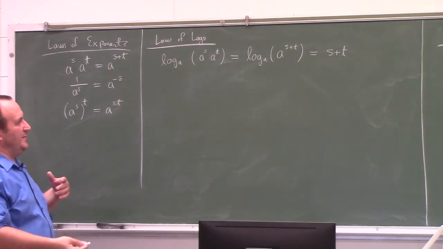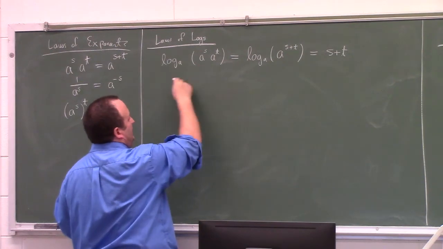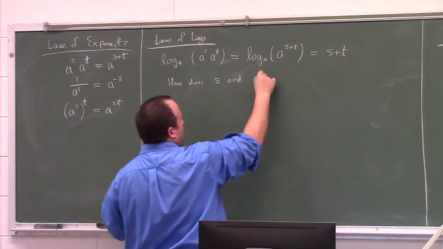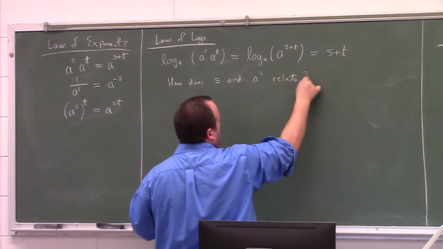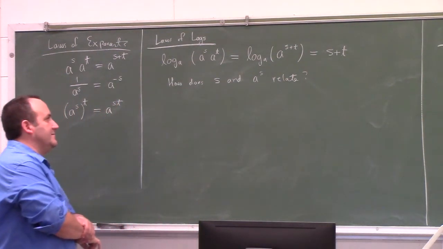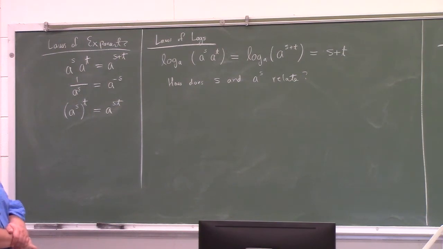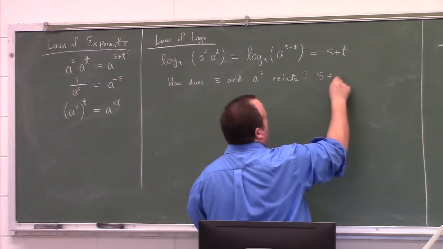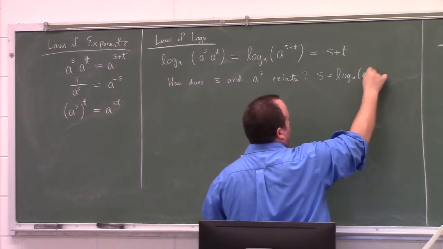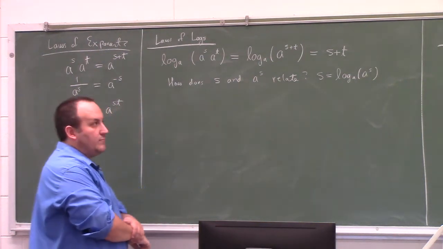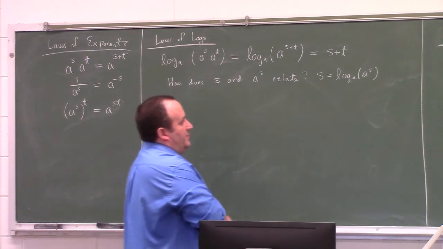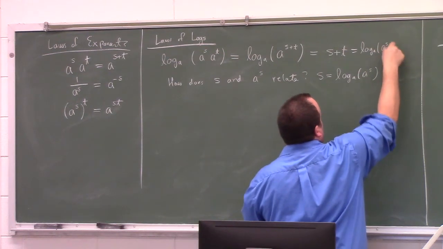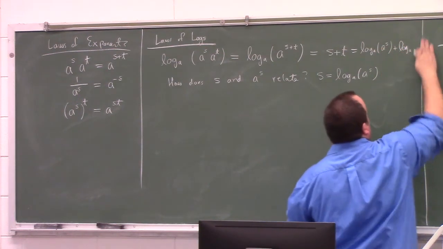How does s and a to the s relate? How can I rewrite it? I mean, I could say s is equal to log base a of a to the s, right? So with that insight, I can rewrite s plus t as log base a of a to the s plus log base a of a to the t.